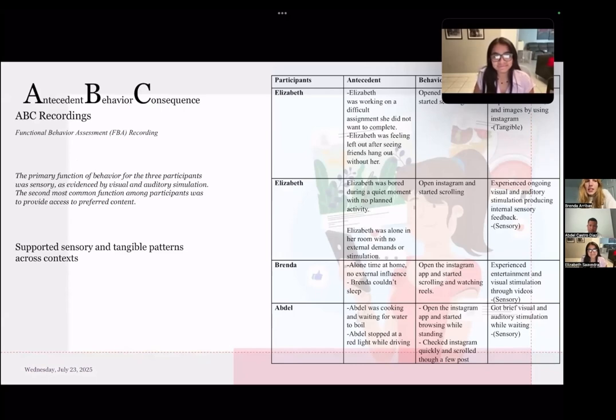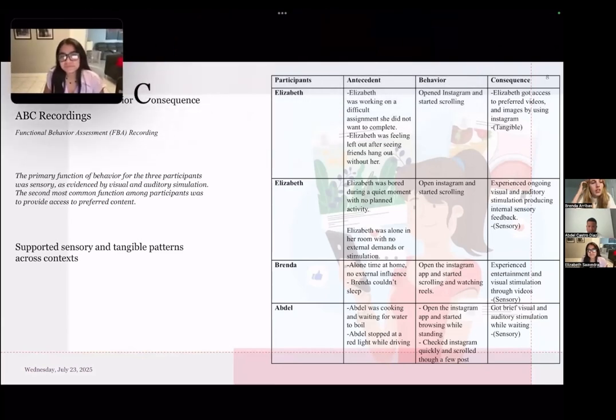The antecedent-behavior-consequence recordings across the three participants let us know that the primary function of the behavior for all three was sensory, as evidenced by visual and auditory stimulation. The second most common function among participants was access to preferred content. Basically, this supported sensory and tangible patterns across contexts.